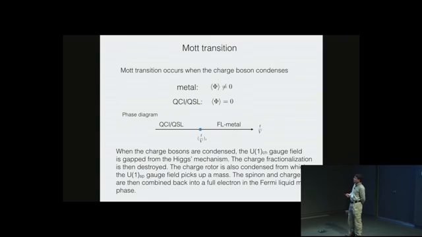So the charge boson is also condensed, because the charge rotor is a product of two charge bosons. So when the charge boson condenses, the charge rotor is of course condensed. When the charge rotor condenses, the U1 gauge field, which is responsible for the spin and charge separation, also picks up a mass from the Higgs mechanism. So the spinon and the charge are then combined back into electrons in the Fermi liquid metal phase.